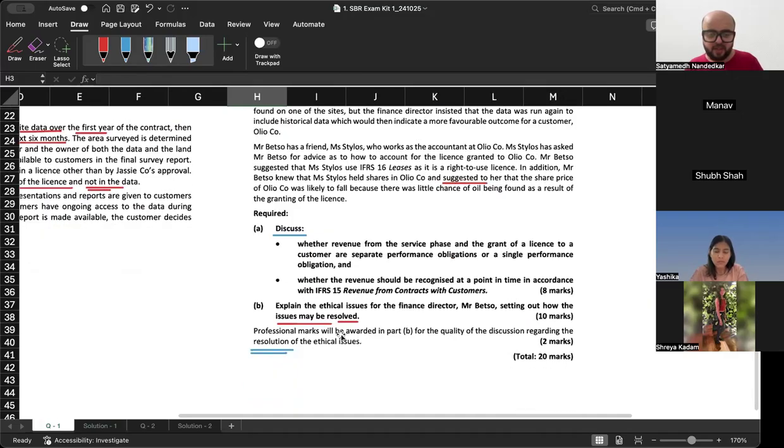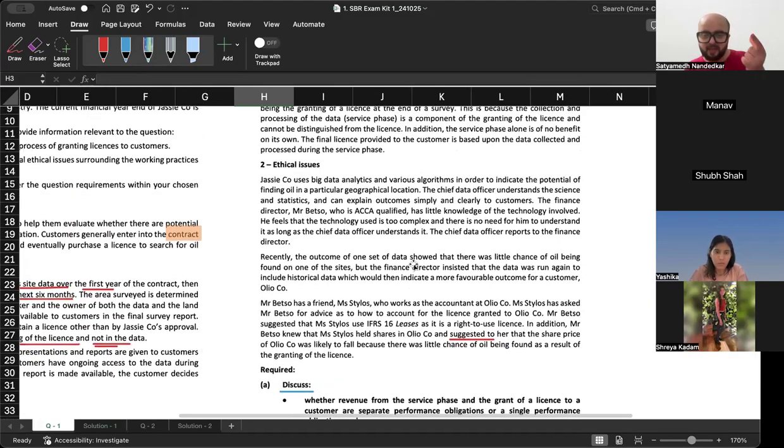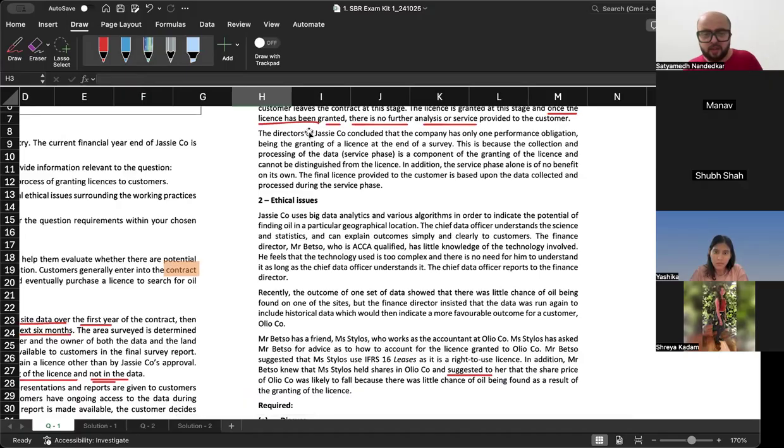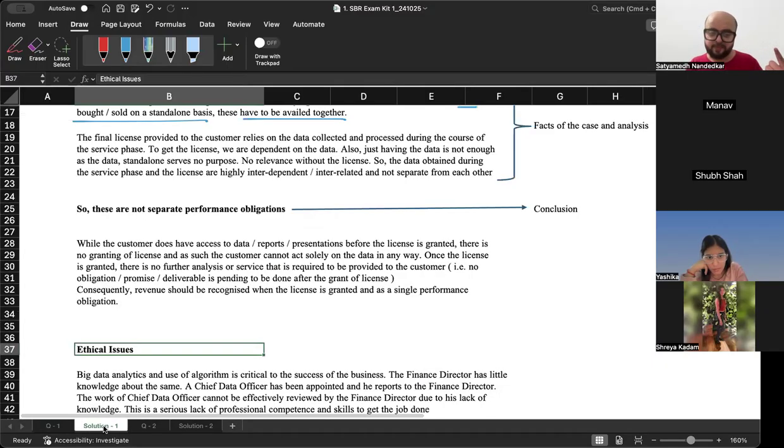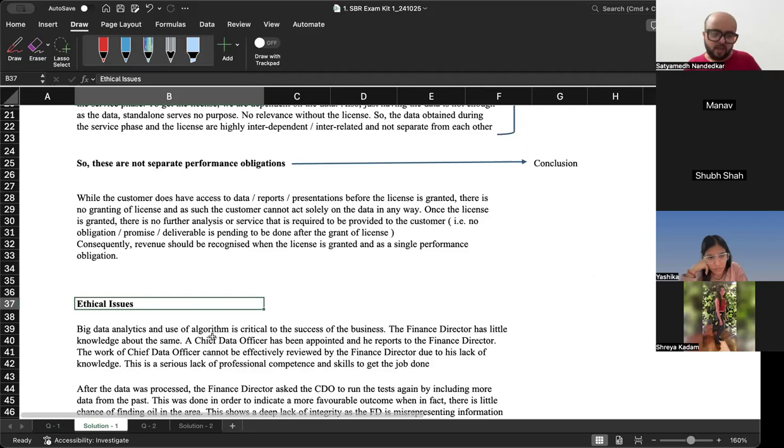Okay? So it has to be granted as, see, it is specifically written here, the directors of Jassie have concluded that there is only one performance obligation. Collection and processing of data is a component of the granting of the license, and after it is given to the customer, no further analysis or services are provided, which means the performance obligation ends on the granting of the license. Nothing has to be done thereafter. Okay, this was the first part of the question.